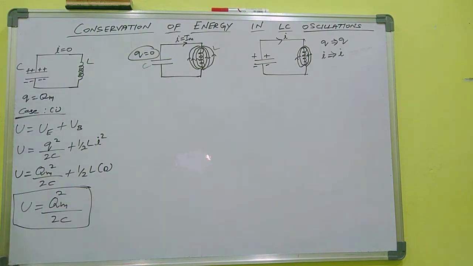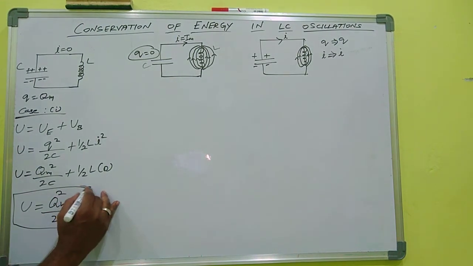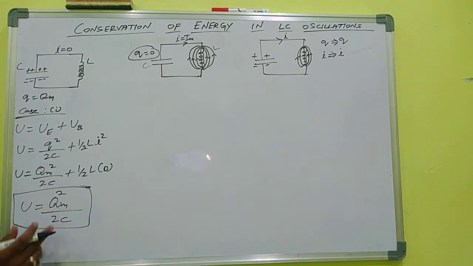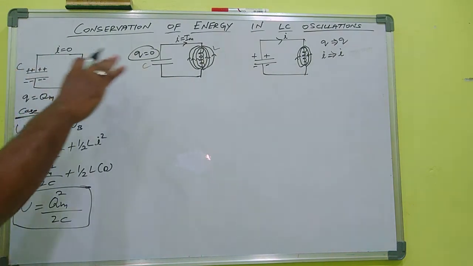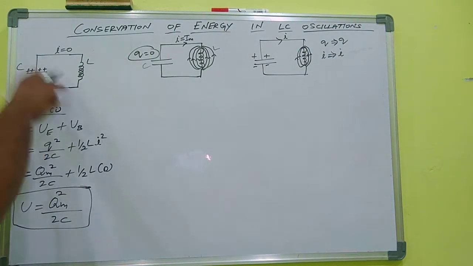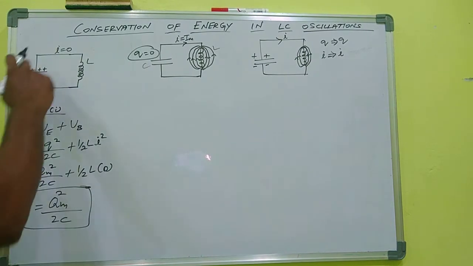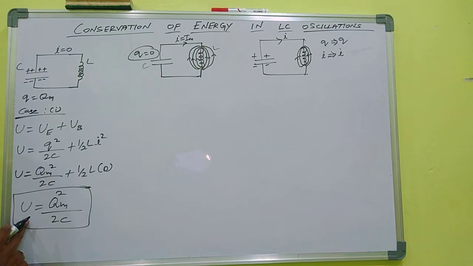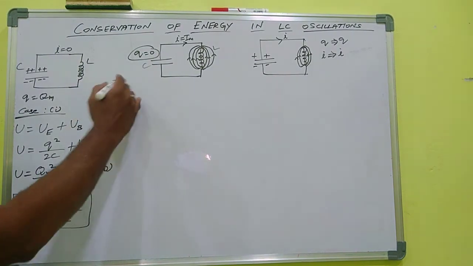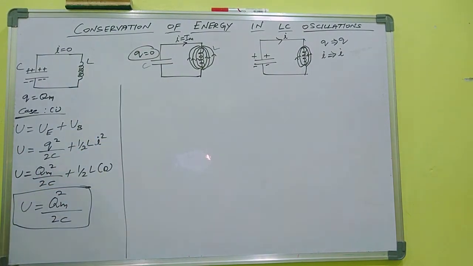So Qm square by 2C is the total energy, which is only electrical energy. Only electrical energy is present in this instant. There is no magnetic potential energy here. So the total energy is wholly electrical in this case. This is the first case.